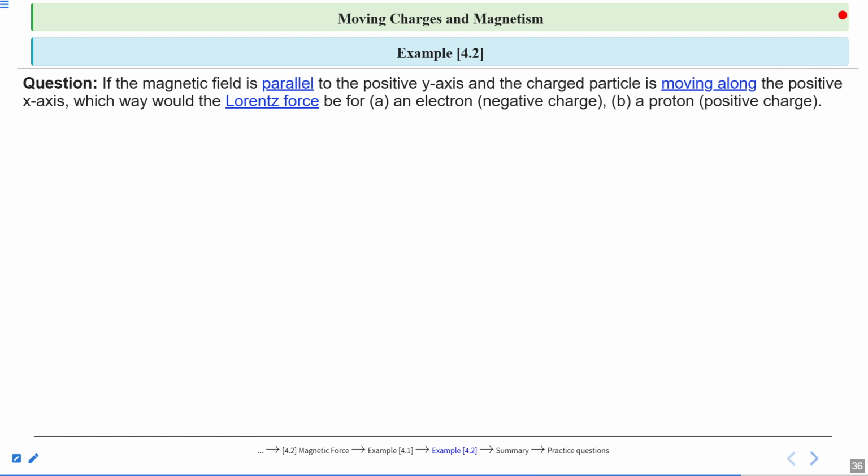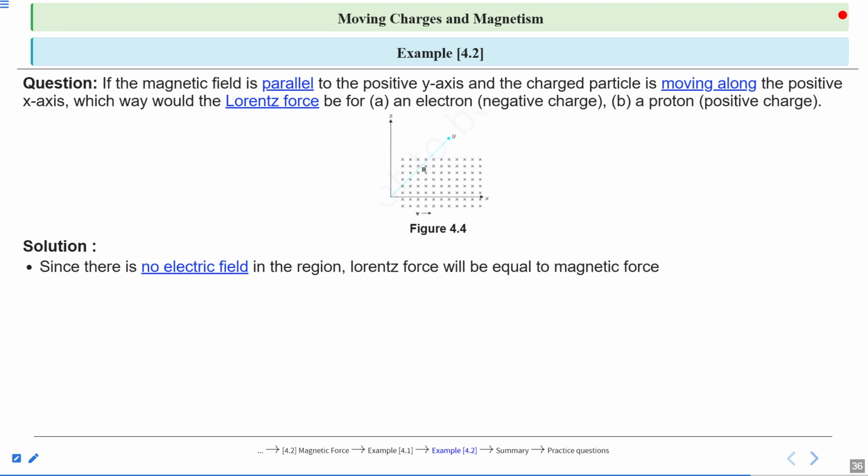Next question is, if the magnetic field is parallel to the positive y-axis and charged particle is moving along the positive x-axis, which way would the Lorentz force be for an electron, or part B for a proton? So this is the diagram. Magnetic field is perpendicular to plane and inside. Charge is moving along x-axis. Magnetic field is along y-axis. So V and B are perpendicular.